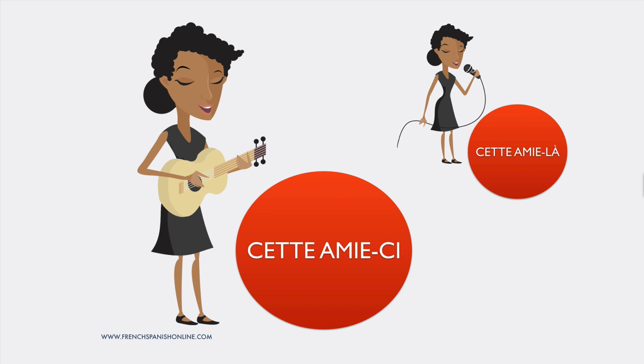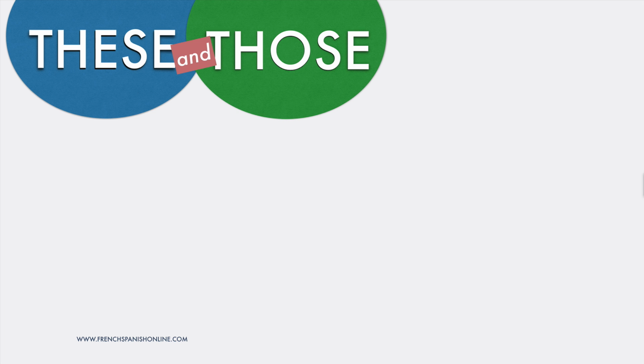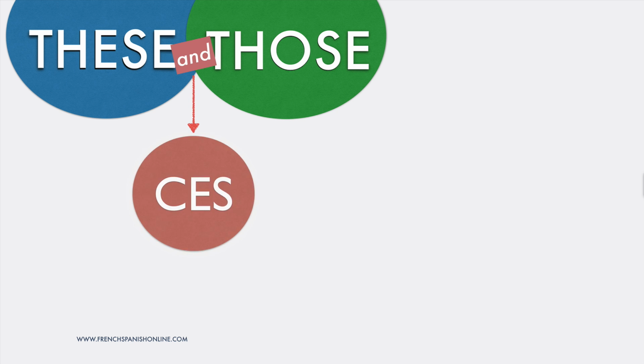So you use ci and là when the situation is confusing because you have the choice between several things or people. But when it's clear, actually, you can just say cet ami. So now you need to know, to finish, the plural form. The plural forms in English are these and those, and in French we just have one form. This form is ces. You see the pronunciation? Ces. The same pronunciation as before actually.